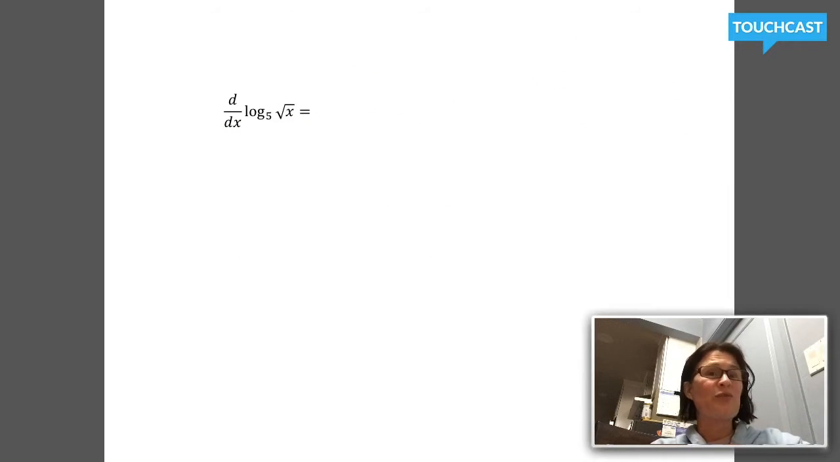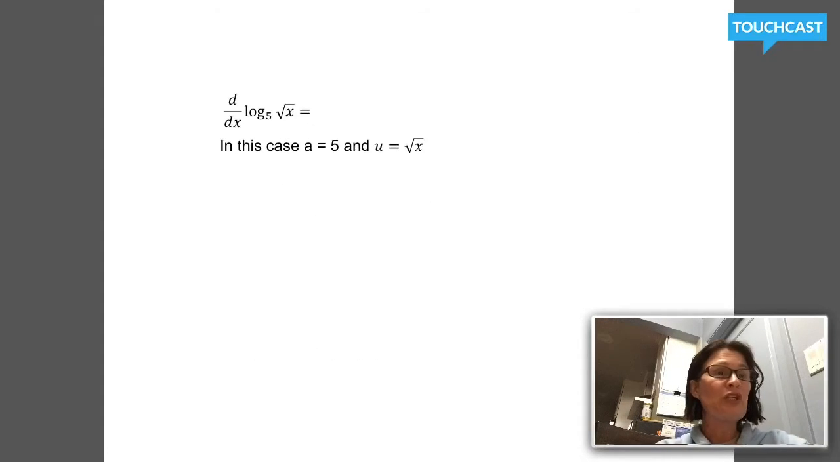Okay, I'm going to take the derivative with respect to x of log base 5 of square root of x. So before I move the slide, tell me, what is a, what is u? Okay, move the slide. A is going to be 5, because that's the base of my logarithm. And u is the thing that was getting logarithmed, which is square root of x. So just as a side note, I'm going to need to take the derivative with respect to x of square root of x.